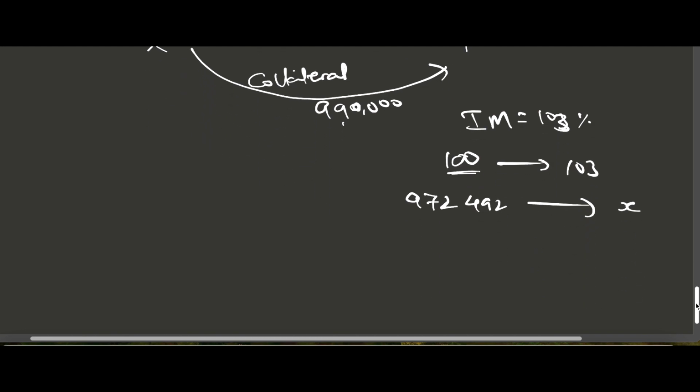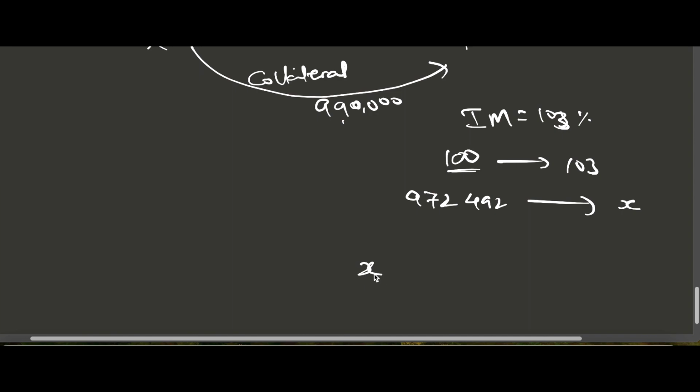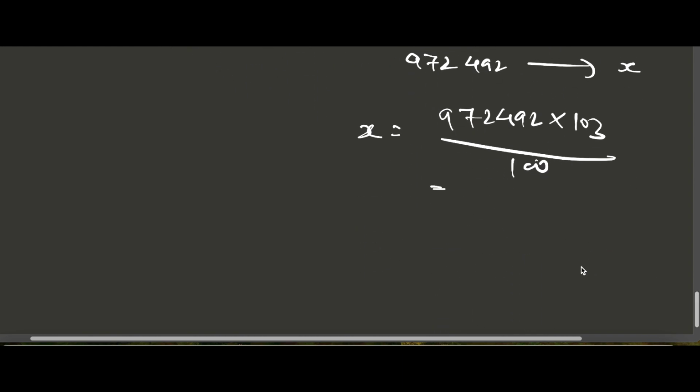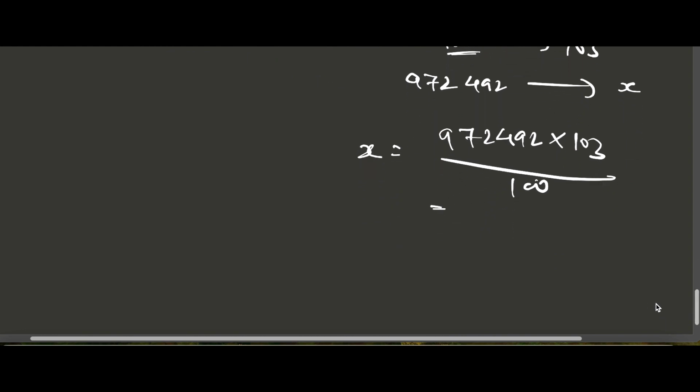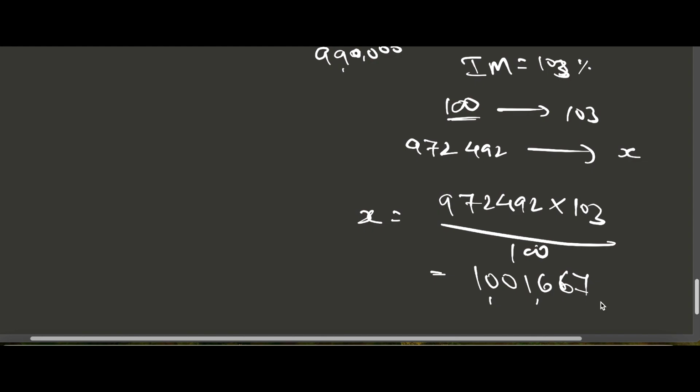Then what should be the initial margin? Or what should be the collateral? So again I'll do cross multiplication. 972,492 into 103 divided by 100. So this comes to 1,001,667. This is the value of the collateral.